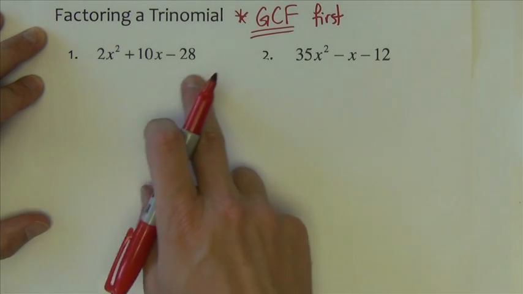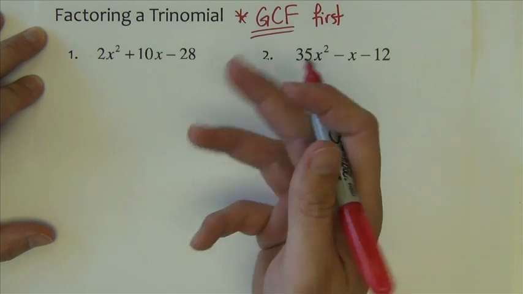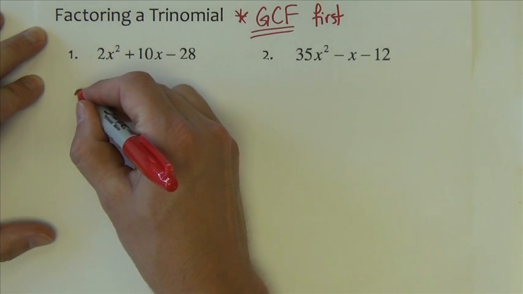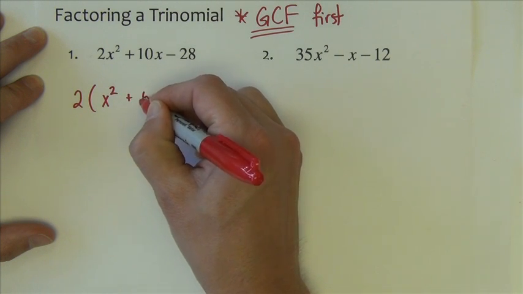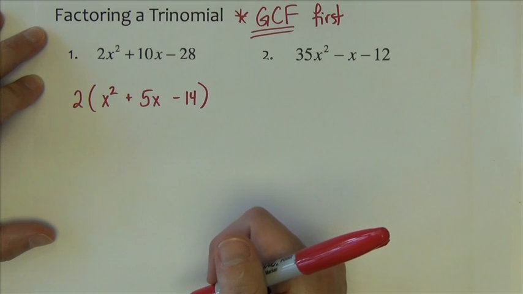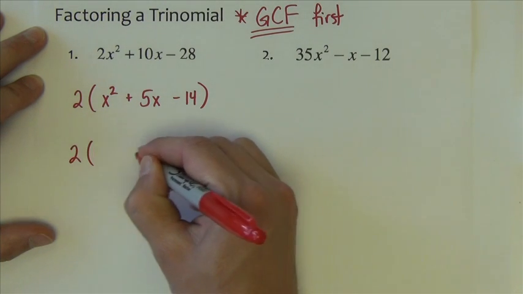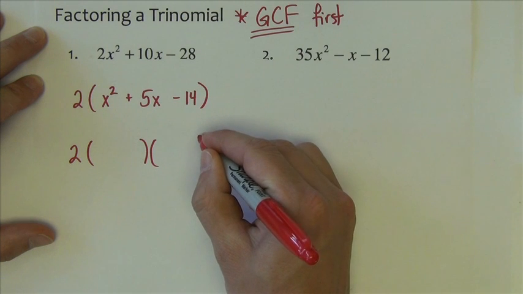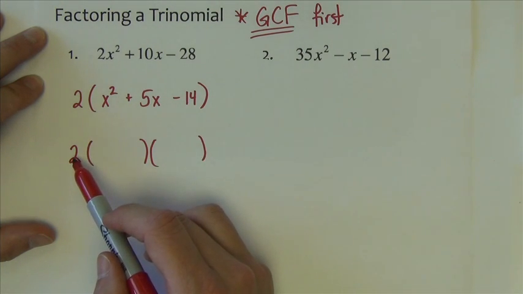So for this first one, we look and see: are all the terms divisible by something? They're all divisible by 2. So I divide 2 from all of these terms. Once I've taken any common factors out, now I'm going to attempt to factor down into two binomials. The common factor I took out stays there.